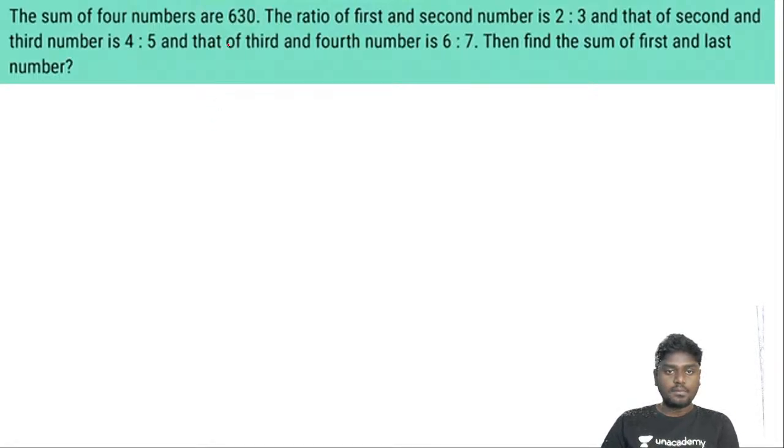The sum of four numbers is 630. The ratio of first and second number is 2 is to 3, and that of second and third is 4 is to 5, and that of third is to fourth is 6 is to 7. You need to find the sum of first and last.